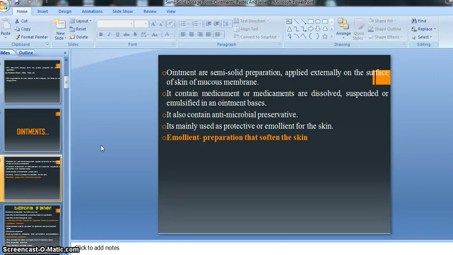Then it should also contain antimicrobial preservatives, because we know that it is a semi-solid, meaning water is present, and at that time there are chances of microbial growth, right? And most of the time our ointments are used for protective as well as emollient effect on the skin. The simple meaning of emollient is a preparation that softens the skin, right?